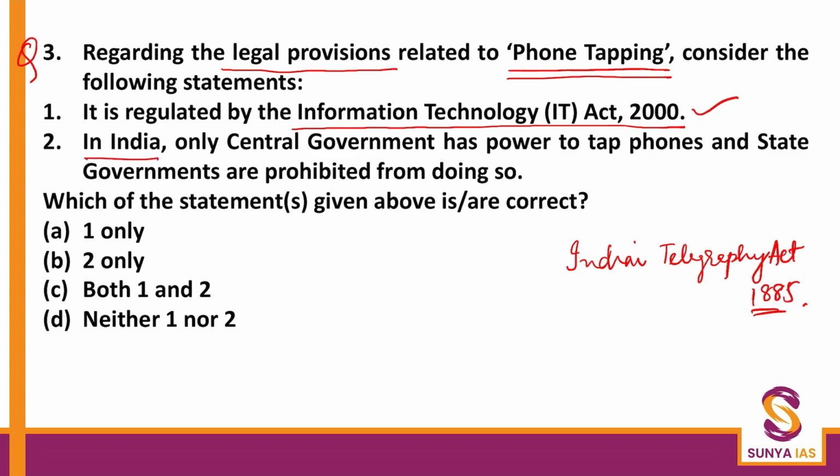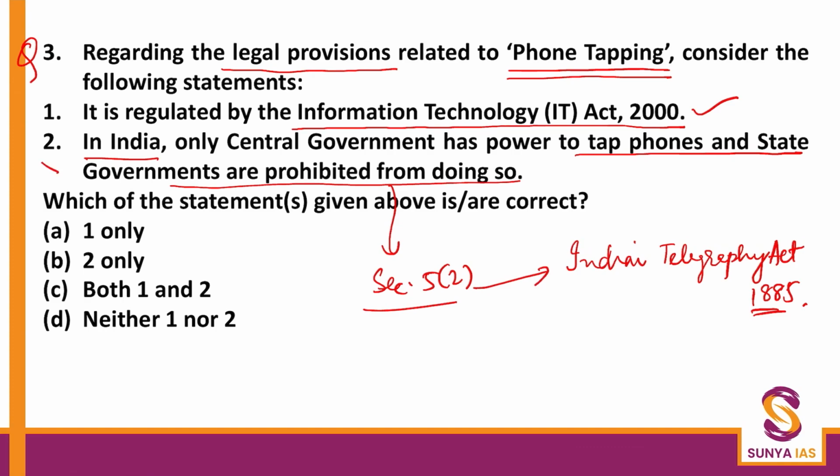In India, only the central government has power to tap phones and state governments are prohibited from doing so. No, class. Section 5 clause 2 of this Indian Telegraphy Act gives power to both the center and state governments to tap the phones. Therefore, state governments also have the power. This statement is also wrong. The correct answer should be D. Neither one nor two.